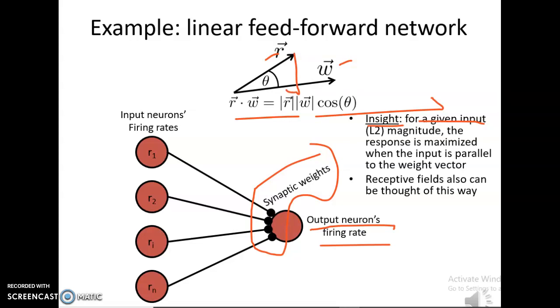For a given input L2 magnitude, the response is maximized when the input is parallel to the weight vector. Here, how much weight: the weight vector. Receptive fields also can be thought of this way.